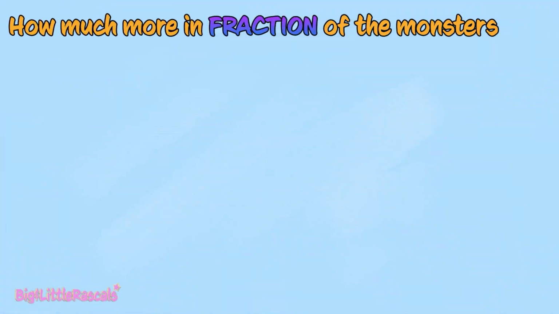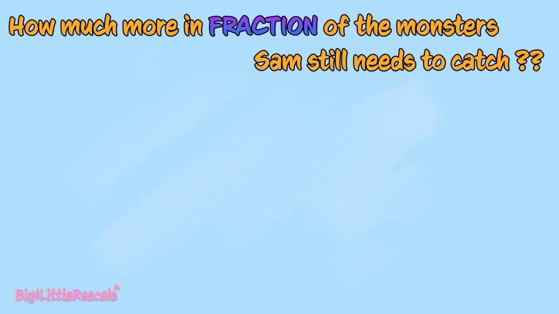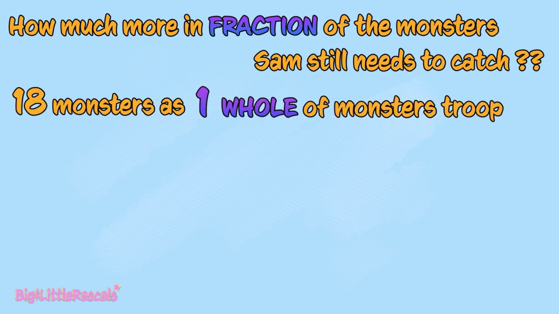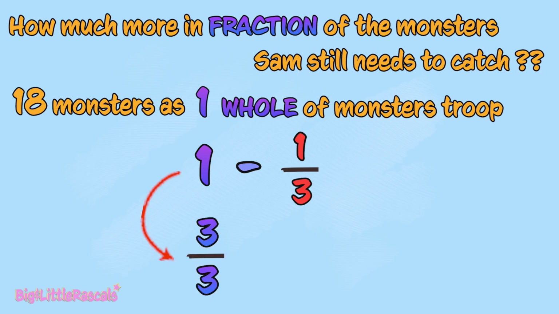And how much more in fraction does Sam still need to catch? Sam has caught 1/3 of 18 alien monsters. Let's put the total 18 alien monsters as one whole lot of monster troop. So, 1 minus 1/3. First, let's change 1 to fraction form. 3 out of 3. Because 3 divided by 3 equals 1. But why do we use number 3? So it matches with 1/3.